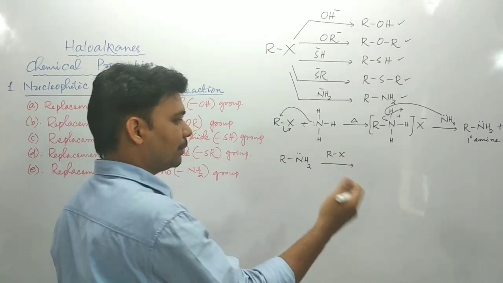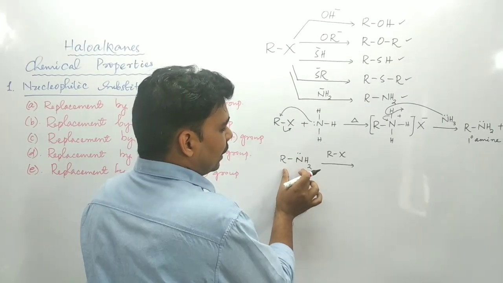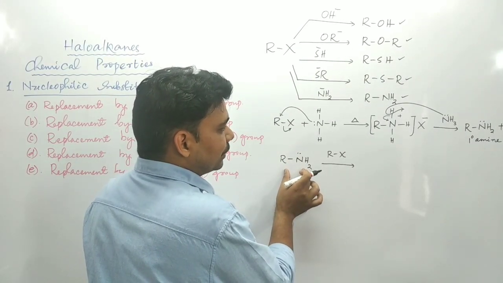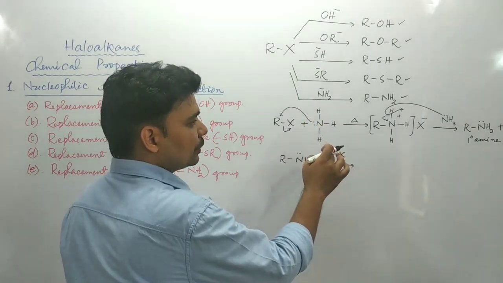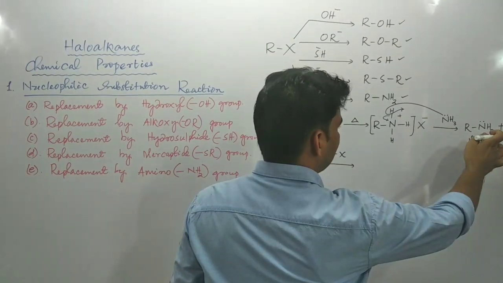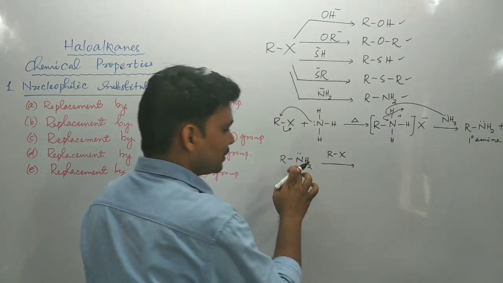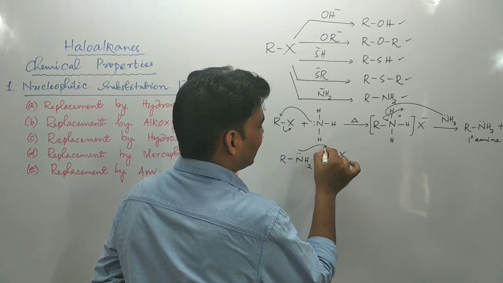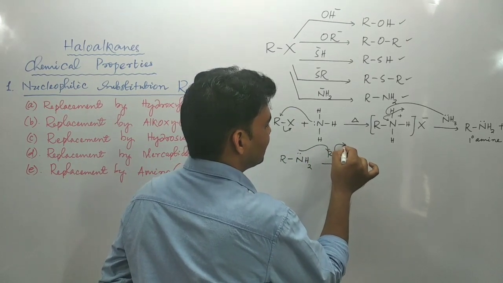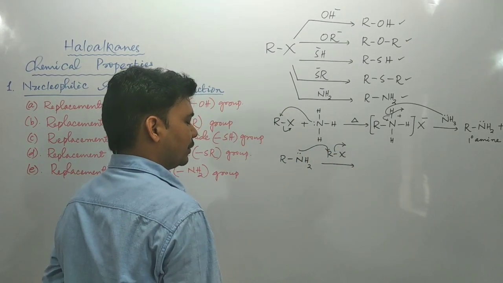Repeatedly this molecule will participate here. Now the nucleophile is primary amine. In the first step, the nucleophile was ammonia. This reagent was used, but this is the product formed in the first step. Primary amine. This primary amine will be the nucleophile here. It will attack this carbon such that this halide ion will be removed out.